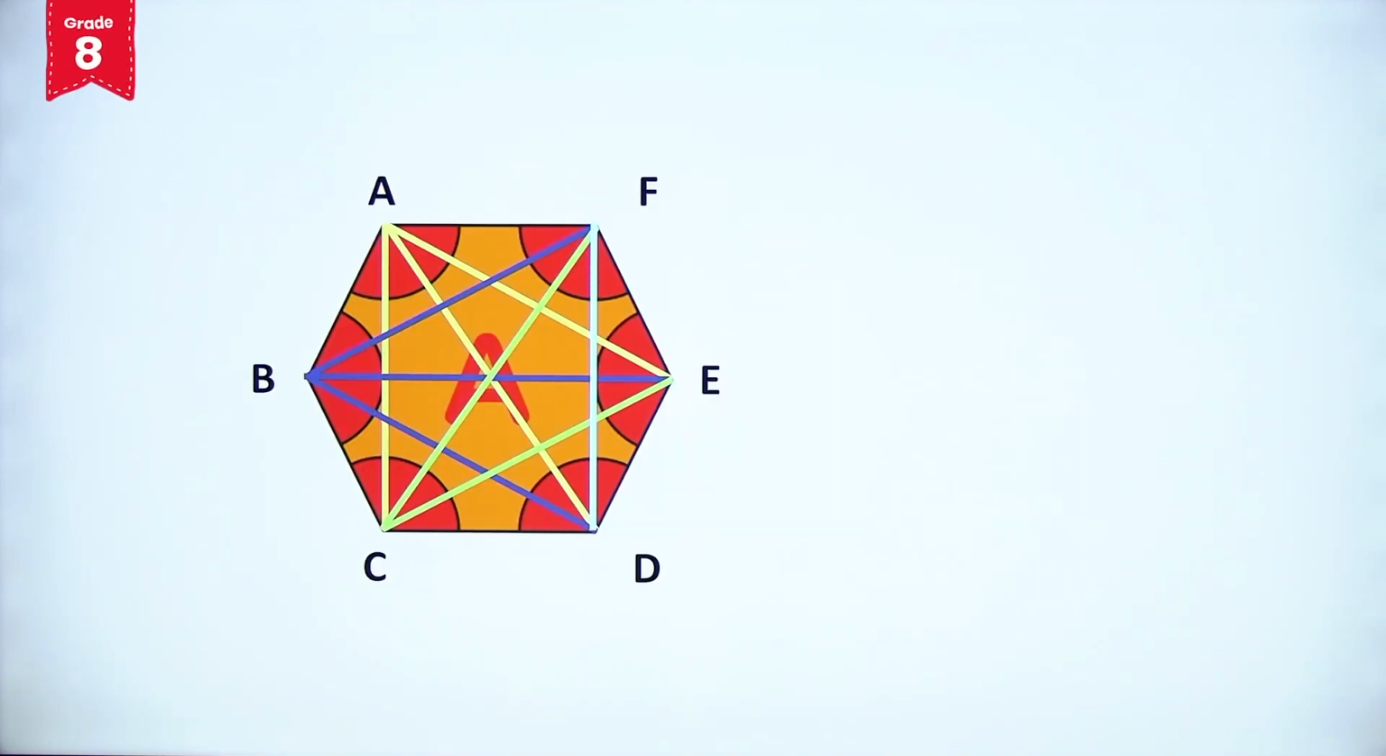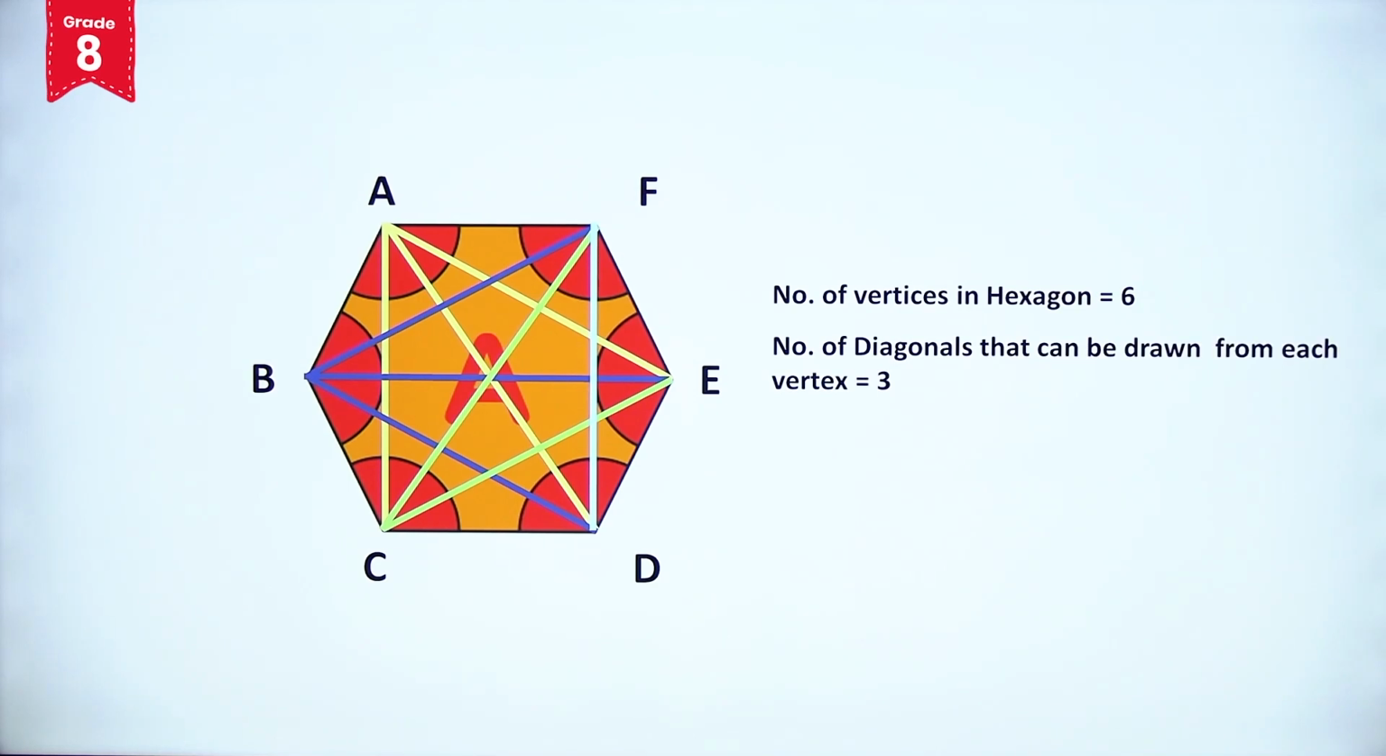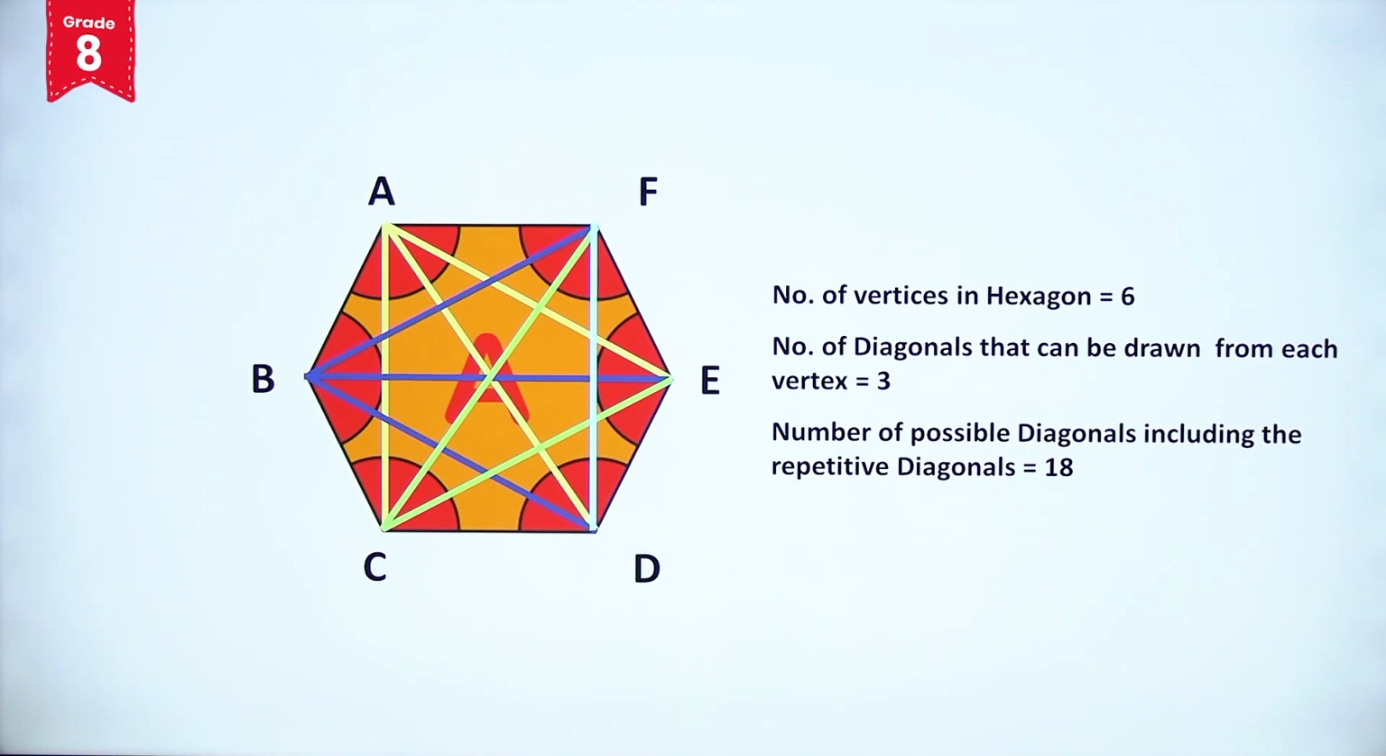Note that in a hexagon, number of vertices is 6. From every vertex, we can draw 3 diagonals. Number of possible diagonals including the repetitive diagonals is 18. But each diagonal will be counted twice if we include the repetitive diagonals.